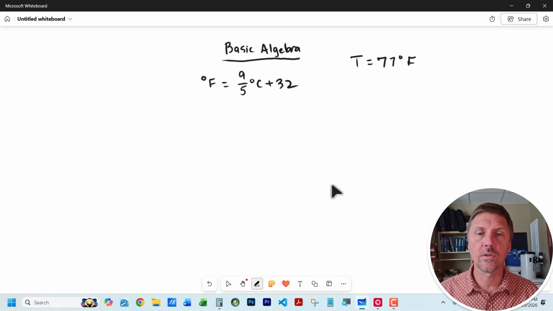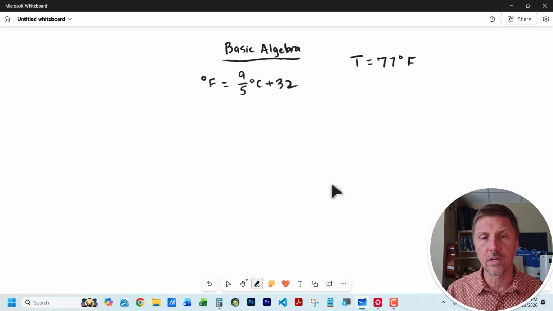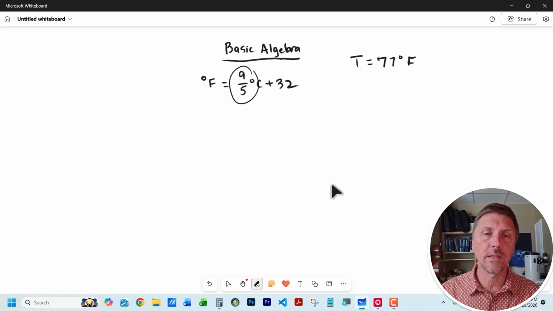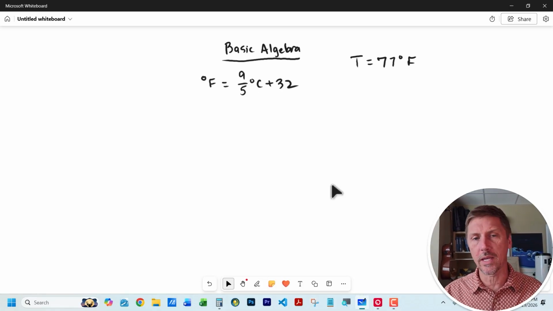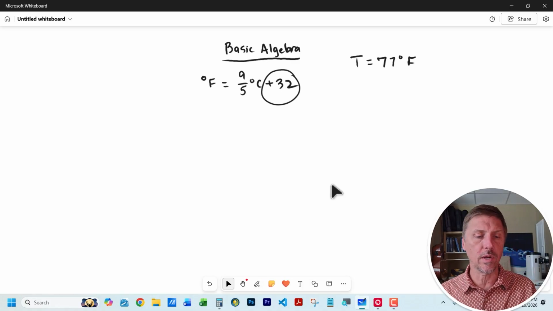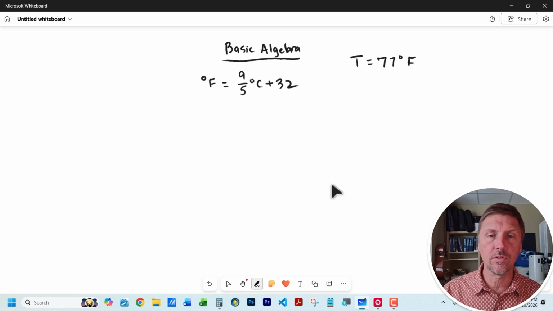So we're trying to solve for degree C, so we need to get that all by itself. And we first notice that it is multiplied by this 9/5, but we want to deal with that last of all. Whatever it's multiplied by, that's what we'll deal with last. The first thing we want to deal with is any number that's added to it or subtracted from it. So let's get rid of this plus 32 right here by subtracting a 32 from both sides.